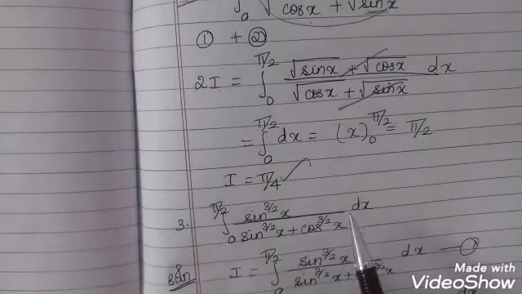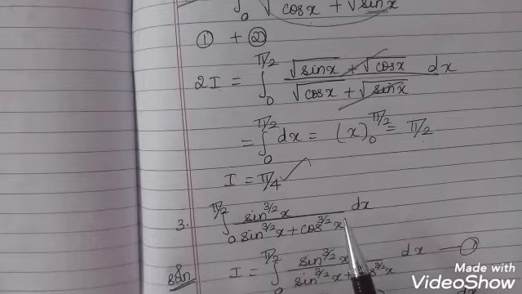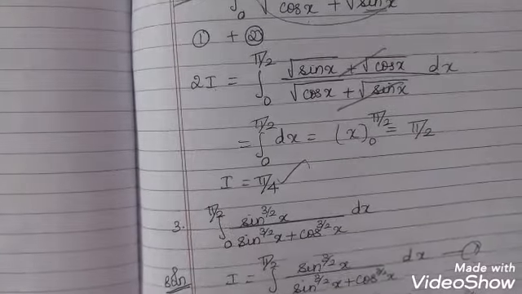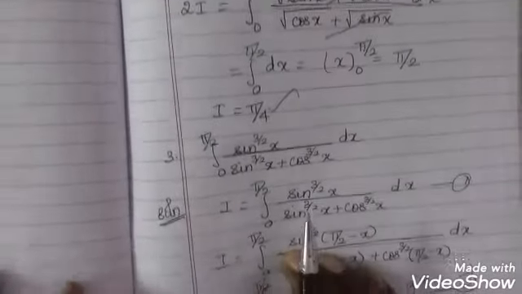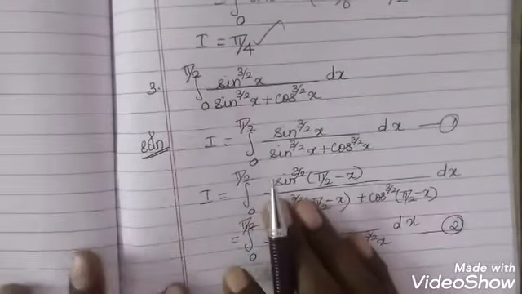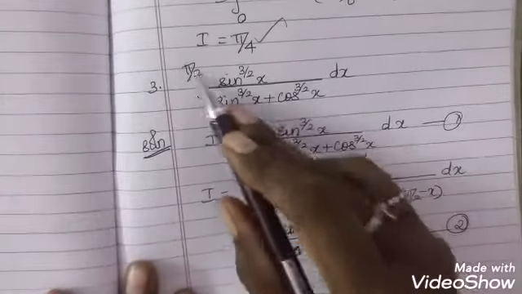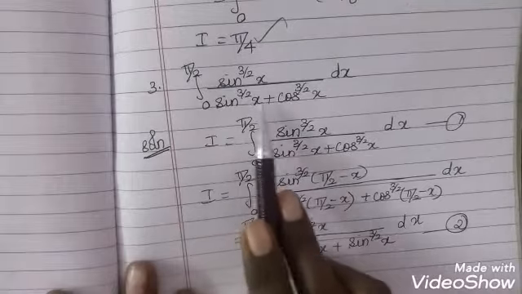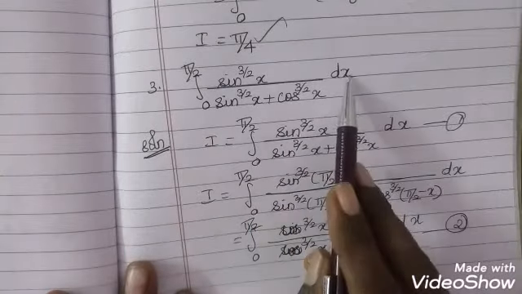Understood? Yes. So here again, before evaluating the integral, check if you can do it by substitution or by any other method, and if it's not possible, I'll do it by using this property. Now here the third question, again it's a similar one. It's integral over 0 to pi by 2 of sine power 3 by 2 x divided by sine power 3 by 2 x plus cos power 3 by 2 x dx.